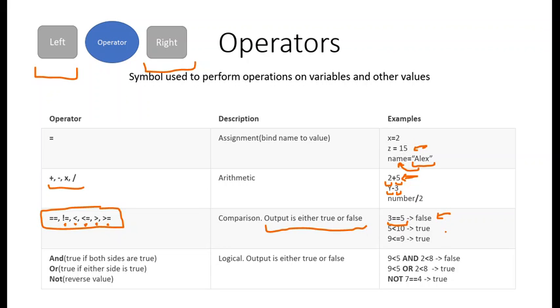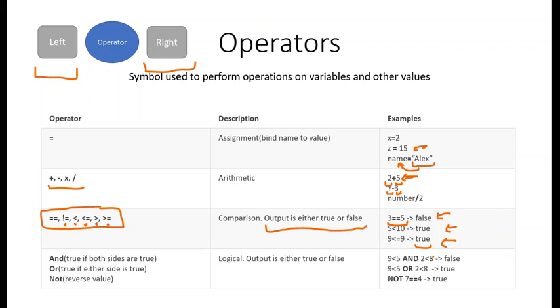Right? Second example, 5 less than 10. 5 left side, 10 right side, and less than is the operator. Is 5 less than 10? We are asking the question. Clearly, the output is true. 5 is less than 10. All right, what about the third example here? 9 less than or equal to 9, right? Now 9 is not less than 9. However, it's equal to 9. Therefore, the outcome would be true.